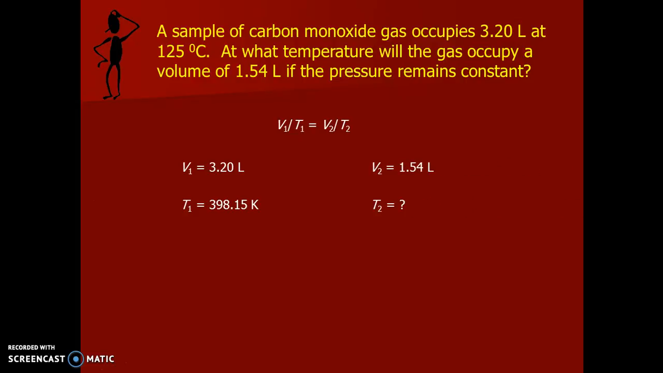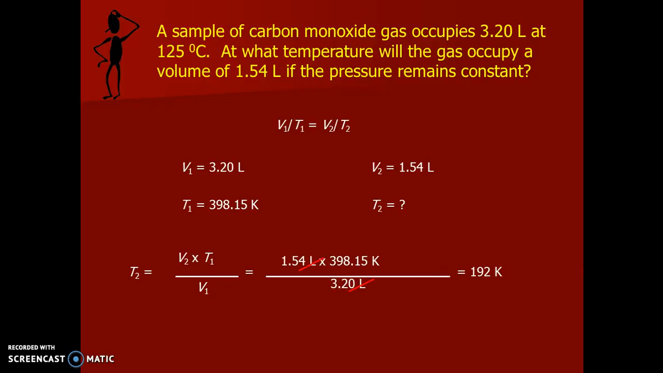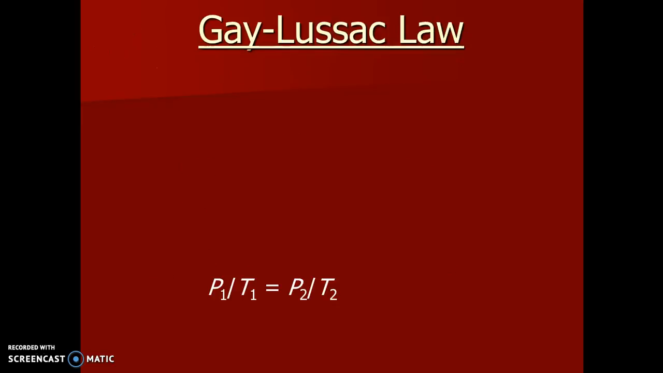So if we list our variables, note here that I've added 273 to the temperature in order to get it in Kelvin, and I can make a very simple estimate because I know they're directly proportional. If I start with 3.2 liters and I go down to 1.54, which is about half, that means the temperature is going to be cut in about half too, so I'd expect it to run somewhere around 200 Kelvin. And if we algebraically solve that for T2, plug in our values, we get 192 Kelvin, about what we estimated.